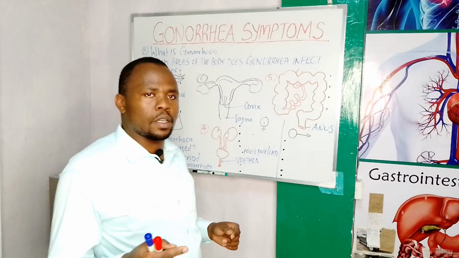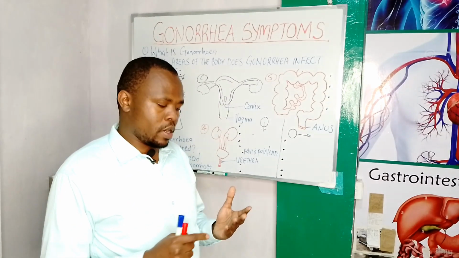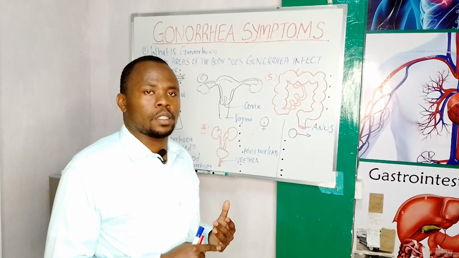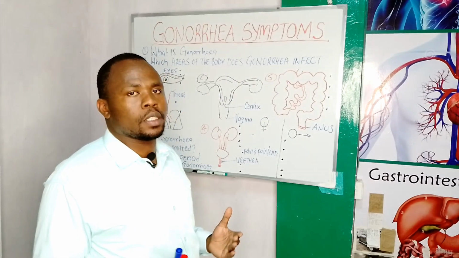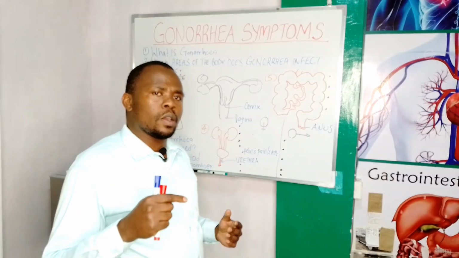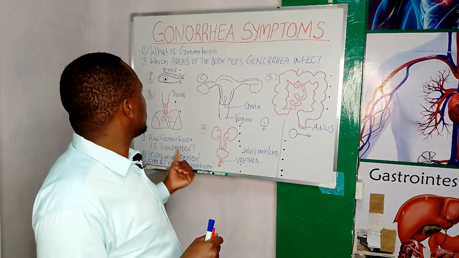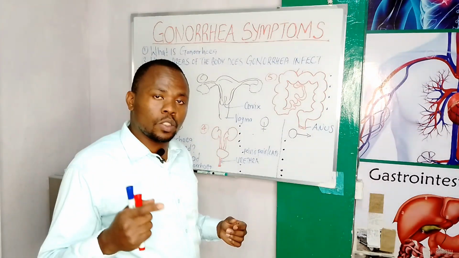So what are the signs and symptoms when gonorrhea infects the eye? One, you will have a discharge from the eyes, or a pus-like discharge from the eyes. Number two, you will have pain in the eyes. Number three, you will have sensitivity to light.